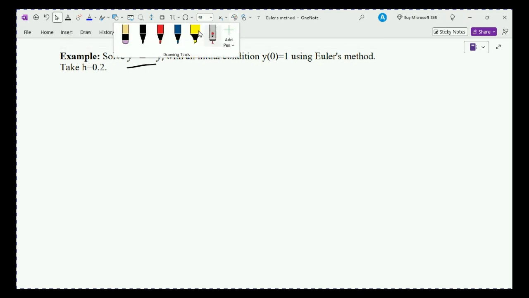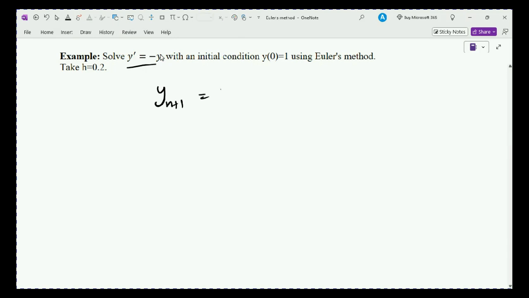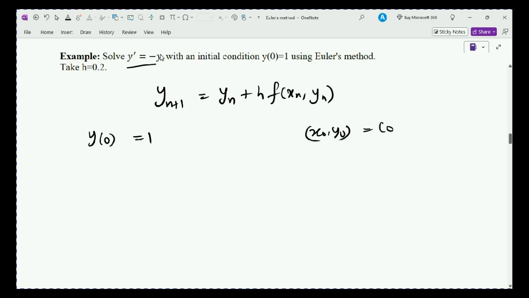Okay, so we'll start by writing the general equation of Euler's method: yn plus 1 equal to yn plus h f of xn yn. Okay, so y of 0 is given, it is 1, so we have x0 y0 equal to 0, 1.